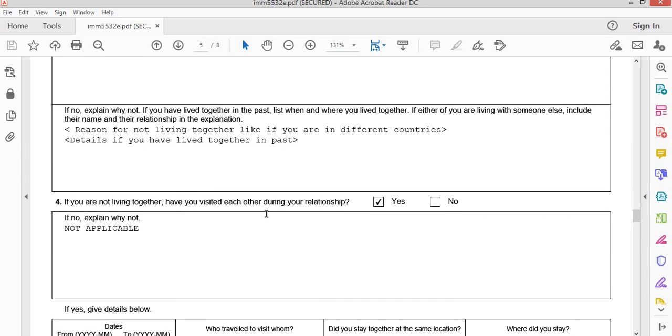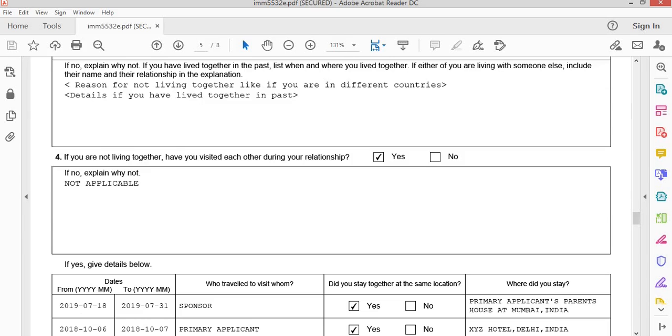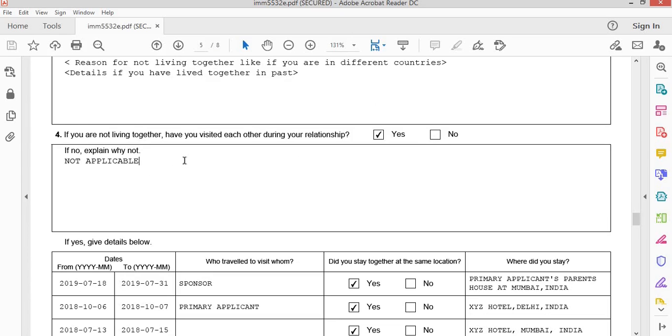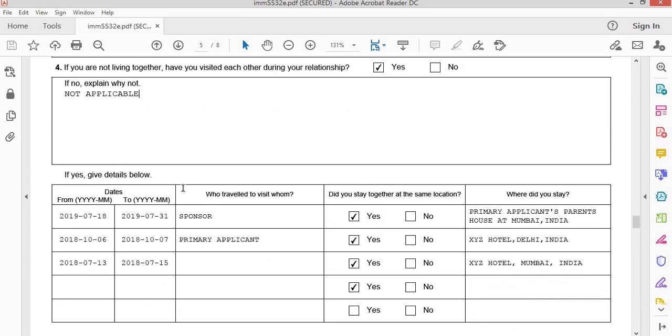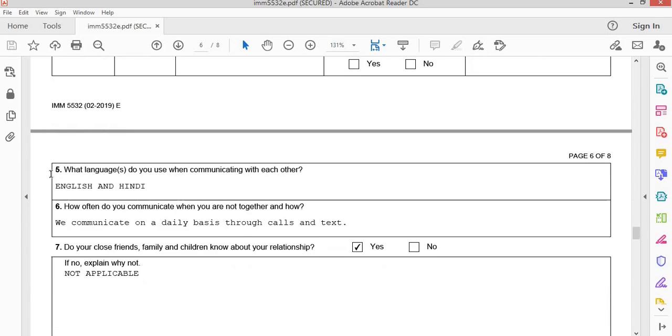And if you're not living together and you're not visiting each other during your relationship, you can mark it as no, and if no, you have to explain why you're not meeting. Next question is, what languages do you use when communicating with each other? I have given an example here as English and Hindi.